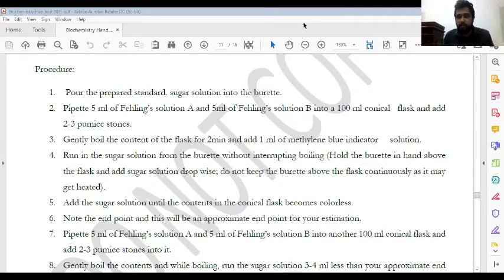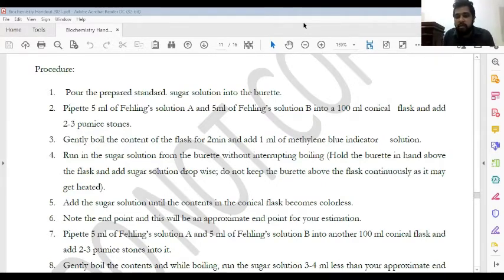What is the redox reaction happening here? There's a reducing agent as well as an oxidizing agent. Then what is the reducing agent here? Glucose. Yes, glucose. Reducing sugar.